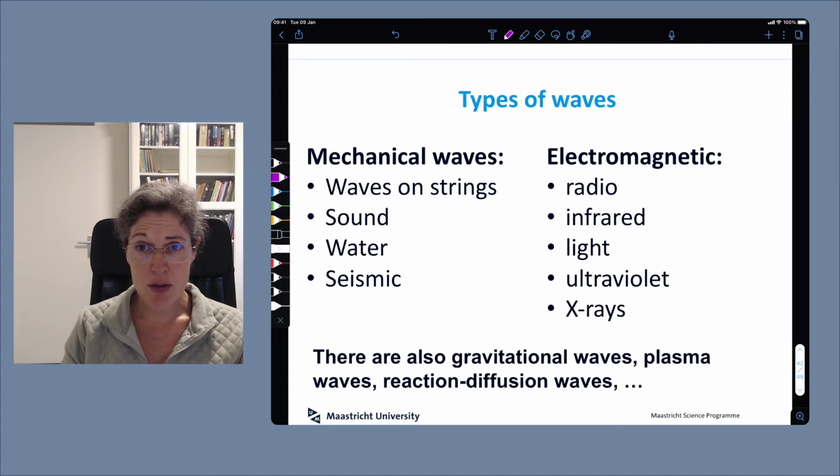There are other kinds of waves, gravitational waves, a big thing in Maastricht at the moment because we've got the gravitational wave detector being built. So if you want to learn about those, keep doing physics, and here's a good place to be. There are plasma waves, reaction diffusion waves, bunches of different things, all described using waves. And the equations for waves come a lot from the basics of simple harmonic motion.